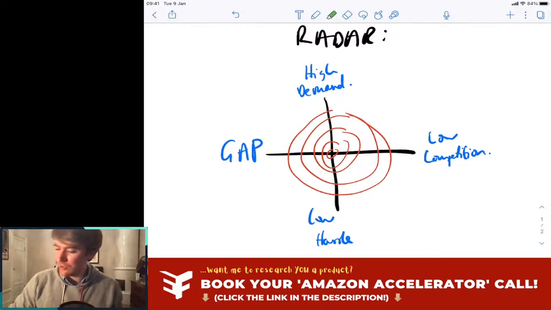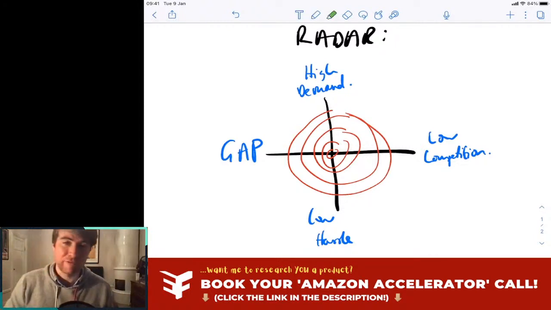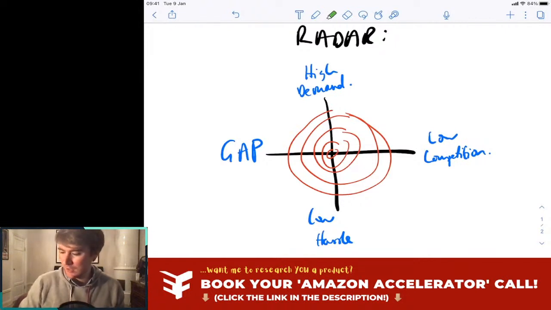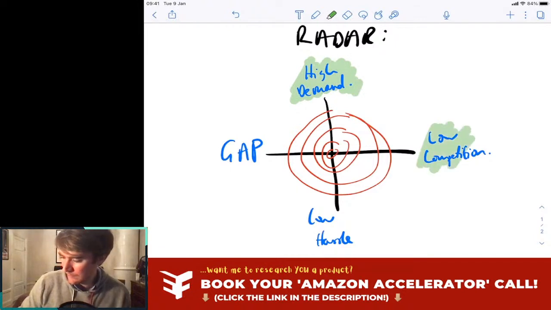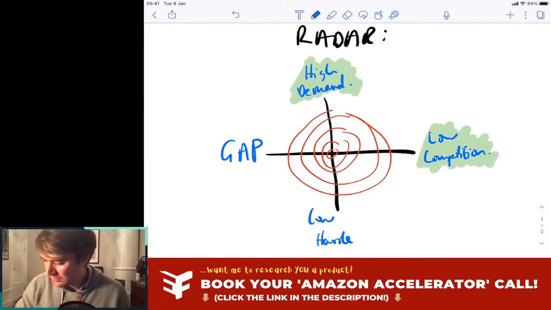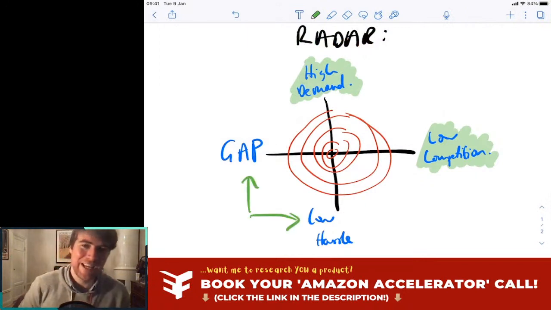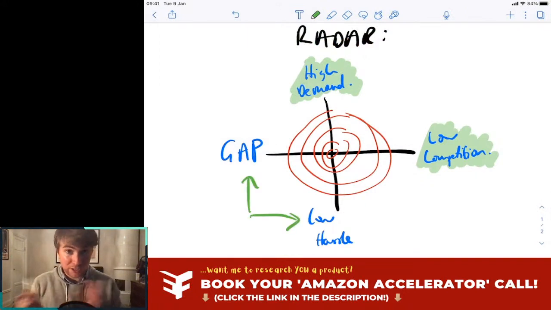In fact, the first two elements I look for when I'm doing my product research, right, is these two: high demand and low competition. Now, we can kind of glance at these two in the first phase of product research, right? We can look at them, have a little look, but don't obsess over them, right? I focus on high demand and low competition first, and then after that we'll do a deeper dive and see if there's a gap and see if it's low hassle.